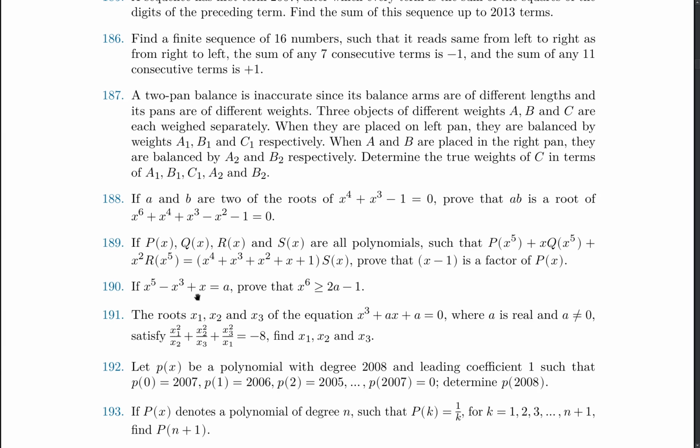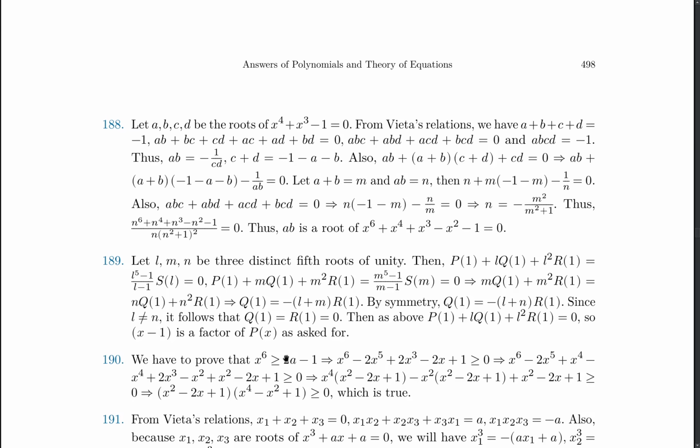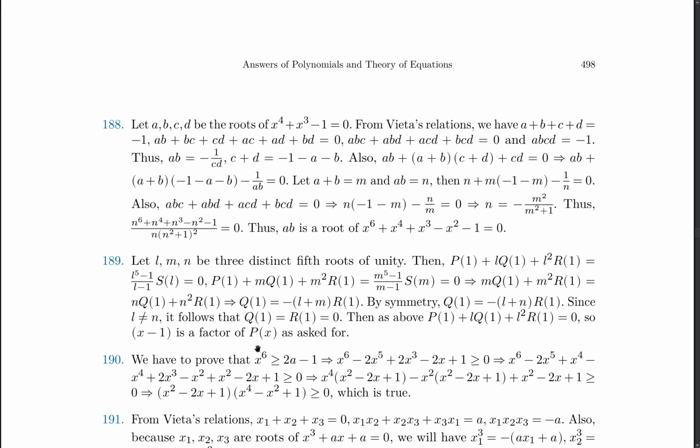Now we come to the last problem of the set. If x^5 minus x^3 plus x is equal to a, prove that x^6 is greater than or equal to 2a minus 1. So in this, what we do is we simply substitute the value of a and we factorize. Upon factorization, we get (x^2 minus 2x plus 1) into (x^4 minus x^2 plus 1). So this is (x minus 1) whole square, and this other factor is nothing but a by x. So this is greater than 0.